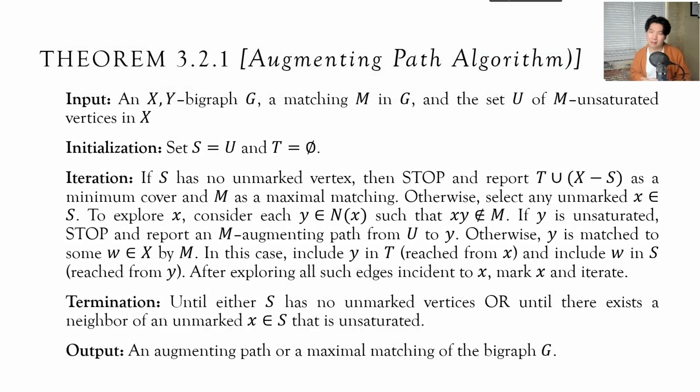The input says we're going to input a bigraph with a matching M and a set of M-unsaturated vertices in X. So again, I have some bigraph and I have a matching. How do I know if this matching is maximal or not?